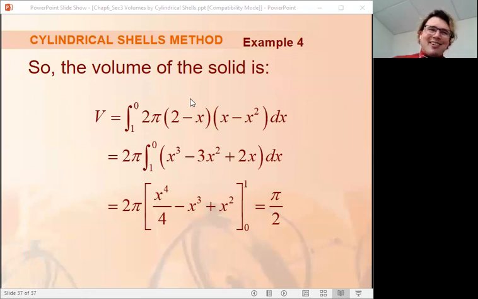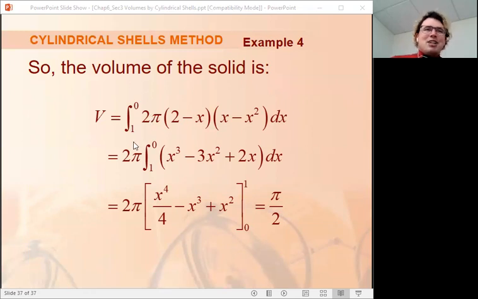Slightly different now. But what do I have here? I have my circumference. I have my height. I have my thickness.